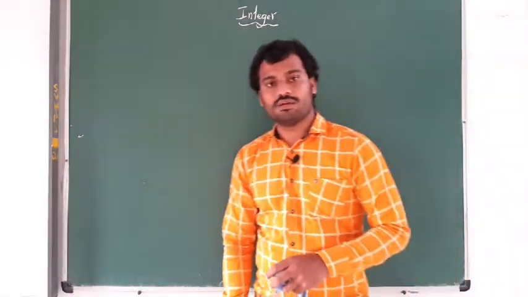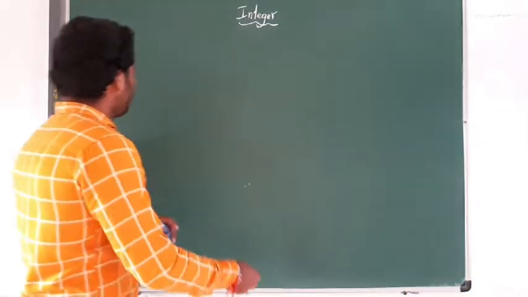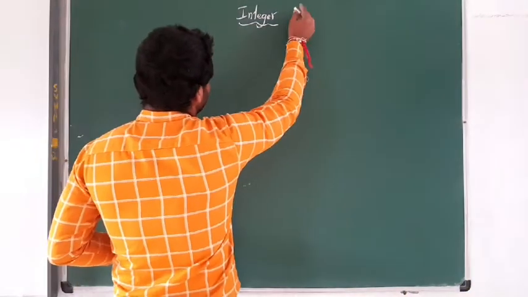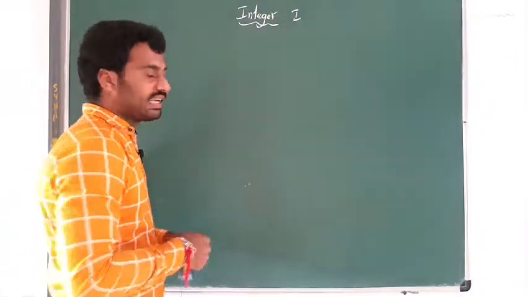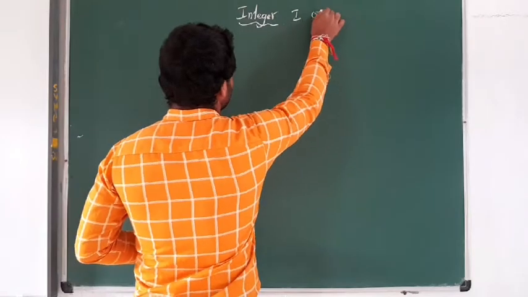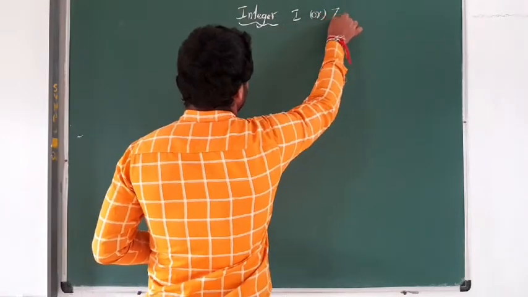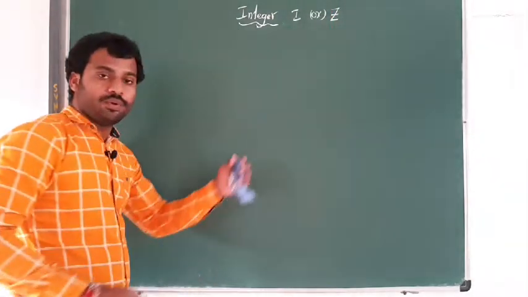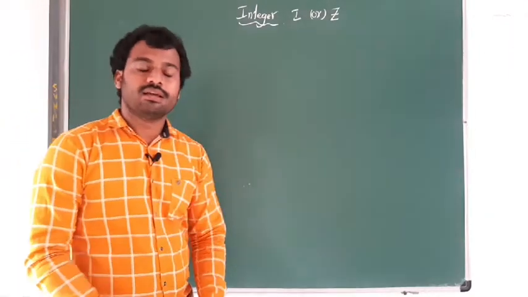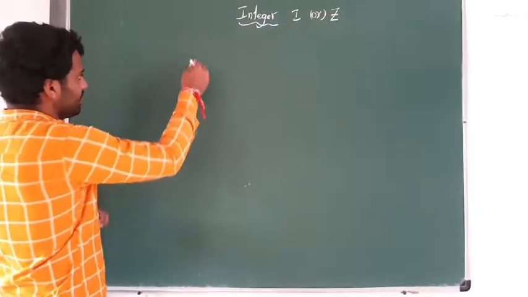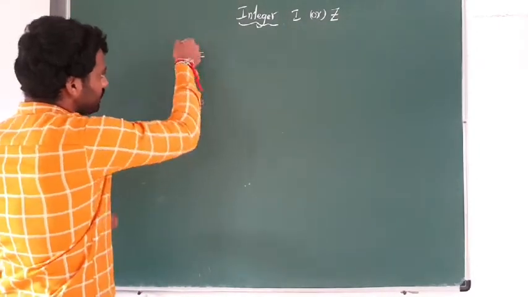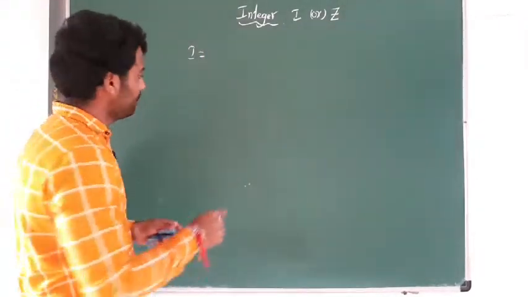We will see. Okay. So, how will the integer set be represented? We can represent it by the capital I or Z. In two ways we can represent it. Clear or not? So, next, how will the set be written? In general, I will write it as I.